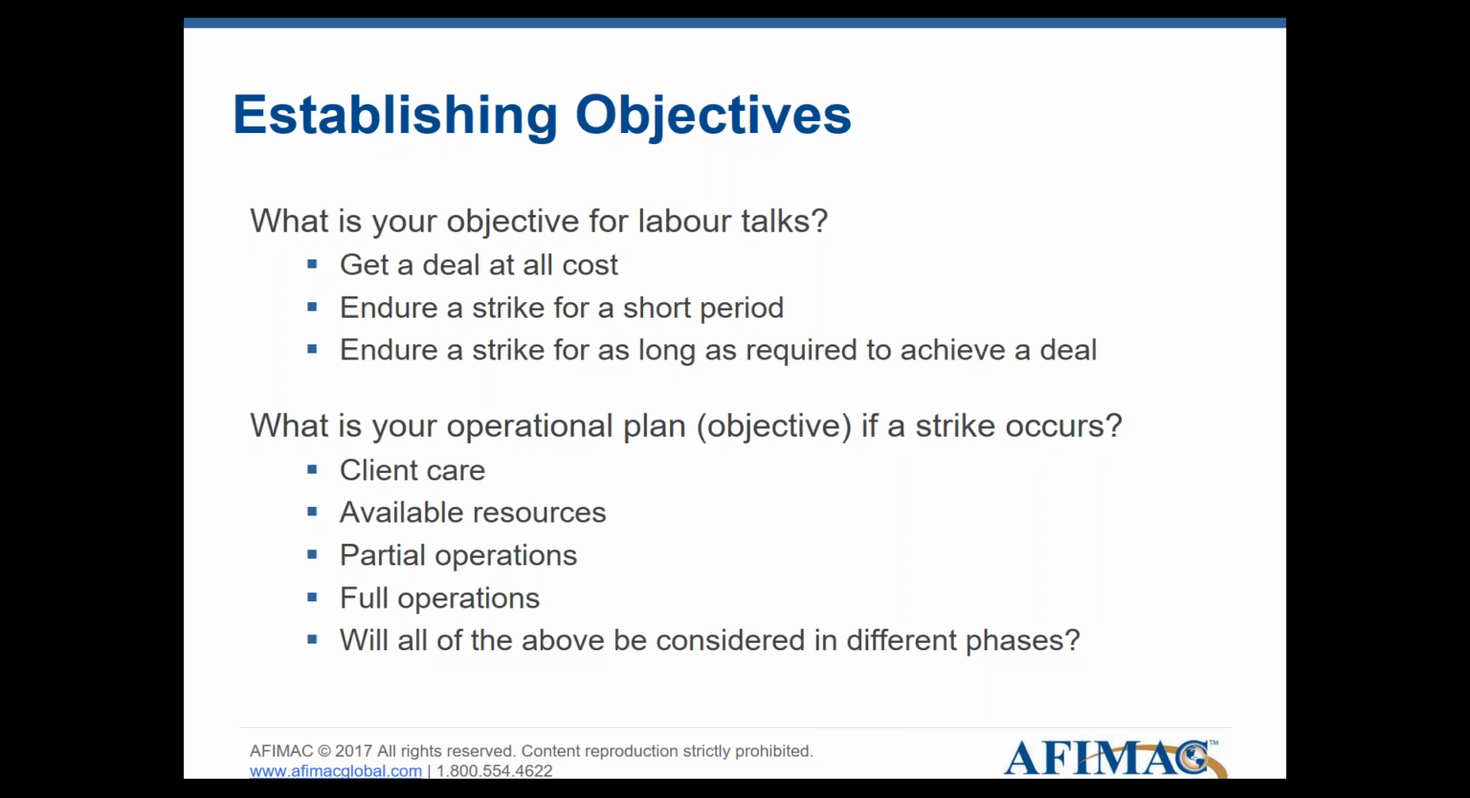For your operational plan, if a strike occurs, the number one priority is going to be providing critical care for your clients. Then there's the availability of resources you have internally, once you do your position inventory and find out who you actually have available that won't be on the picket line and what skill sets they have. Will you run with partial operations or full operations? In community living, for instance, you might shut down day programs. Some decisions will be made such as that.